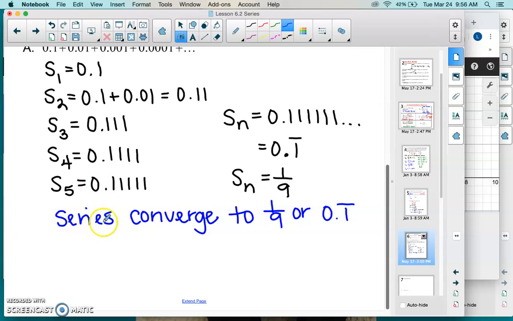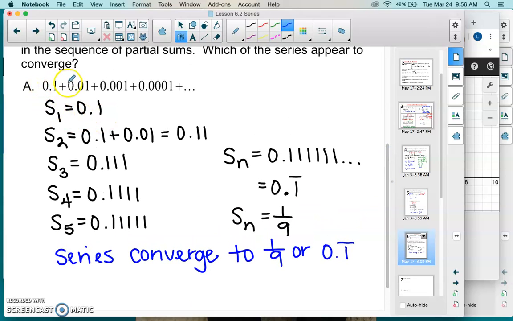Okay? The series converging is different than saying the sequence converges, because series refers to adding all the numbers in the pattern, whereas sequence is just looking at individual terms and what they are doing on their own. Okay, so I'm going to go back and say, look at this. If I just took out the plus signs, right, and I had a pattern that was 0.1, 0.01, 0.001, 0.0001, whatever, the individual terms on their own are actually getting closer to 0. Okay, so the sequence converges to 0, but the series, when we add all those numbers, converges to 0.1 repeating.